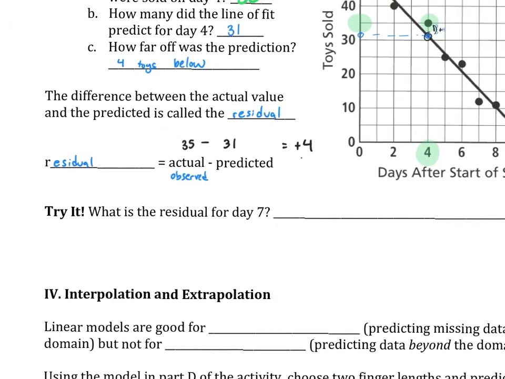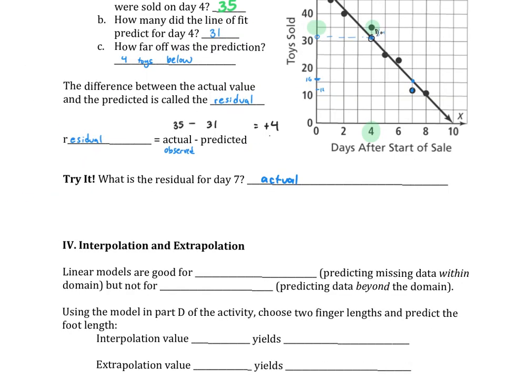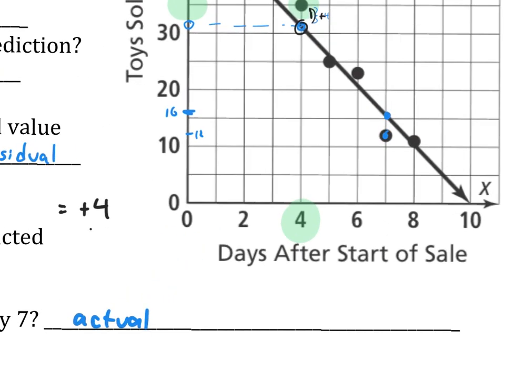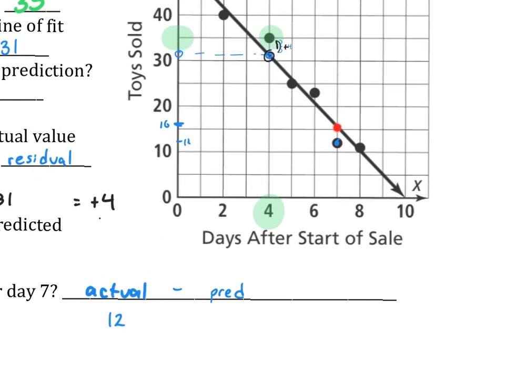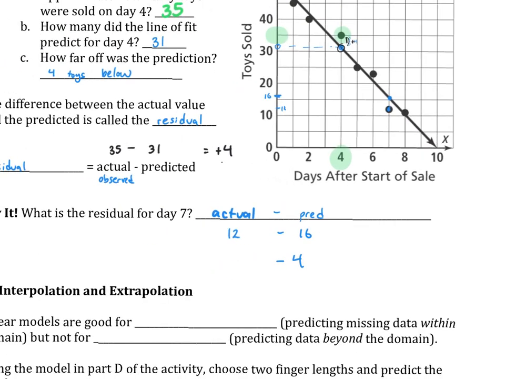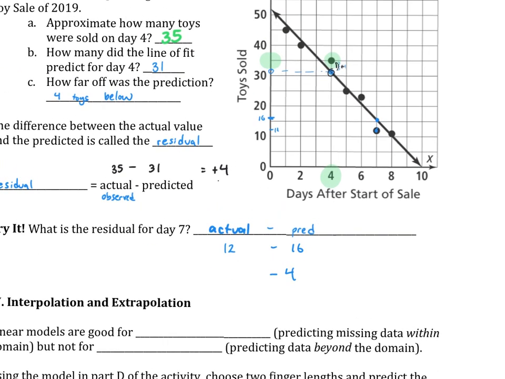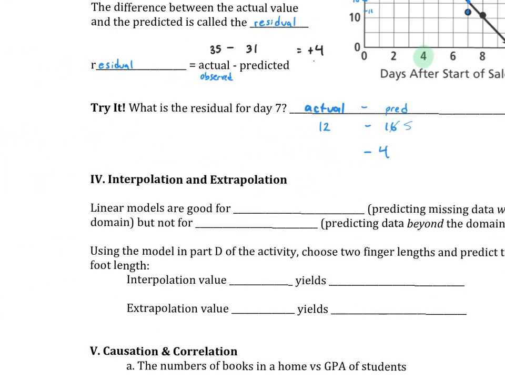So what about the residual for day 7? Go ahead and try that, pause, and then check. So the actual was about 12, as we see. This is the actual here, about 12 over there. And the predicted, based on my line here, clearly is this point right here, which is either 15 or 16. I'll say 16. So notice the residual is a negative 4. Negative 4. Or a negative 3 if you had chosen 15 right here, either one. Okay.